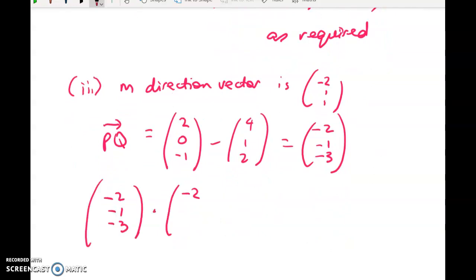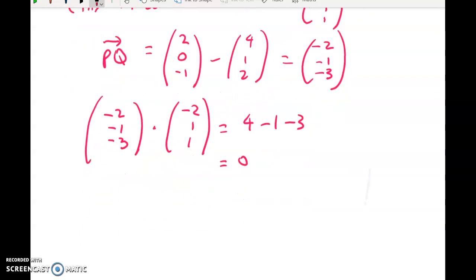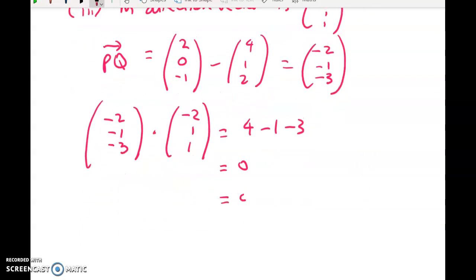Is this one here. So I'm going to do the scalar product and get 4 minus 1 minus 3, which is equal to 0, which is equal to cosine of 90 degrees. Therefore, PQ is perpendicular to line M.